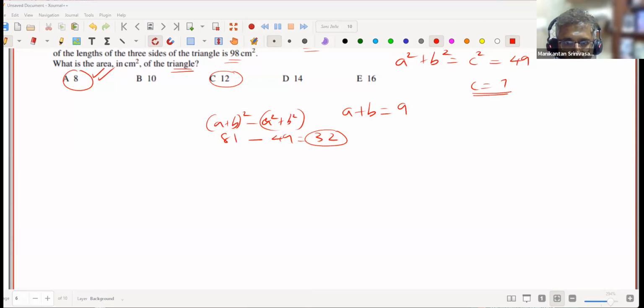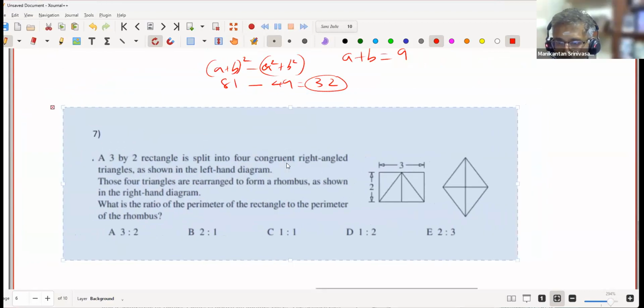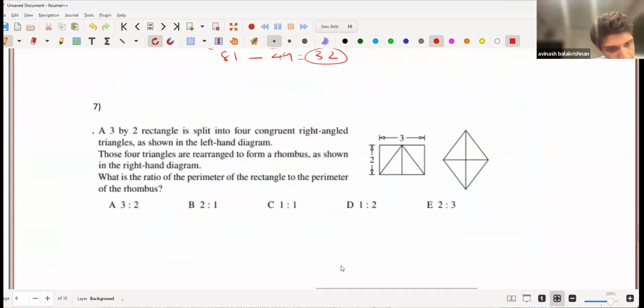Arya, what did you get on question 7? I got a 1-to-1 ratio. I think C. Okay, so I also got one. Yes, sir, I got the same one. Yes, same, right?